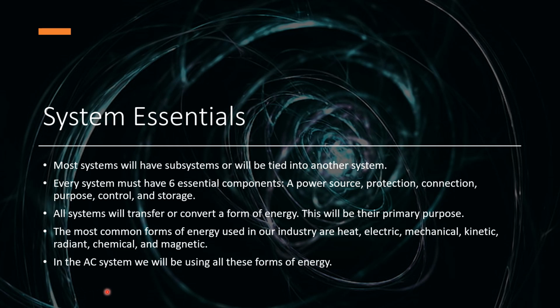And in the AC system, we're going to be using a lot of forms of energy. We're going to be using most of these forms here. There is a magnetic source. We do see some chemical reaction based on pressure.